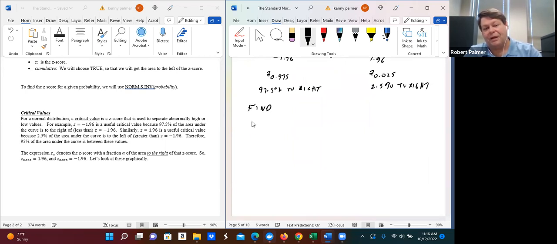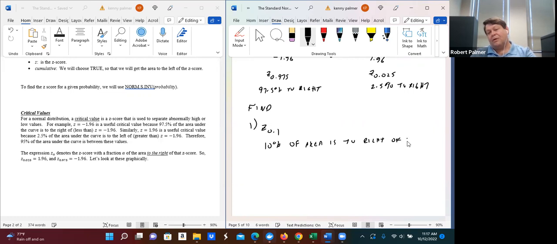So here I'll just say find number 1, z of 0.1. Okay, so what does that mean? It means that 10% of the area is to the right of this z-score. So I want to find this z.